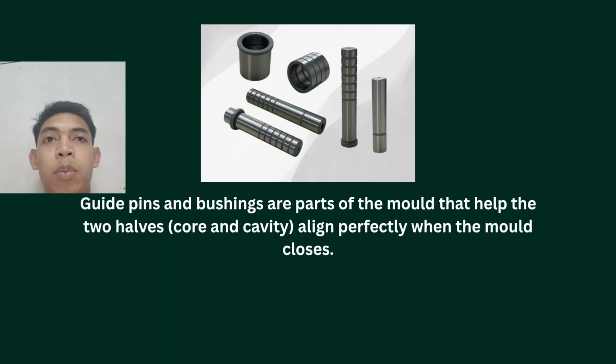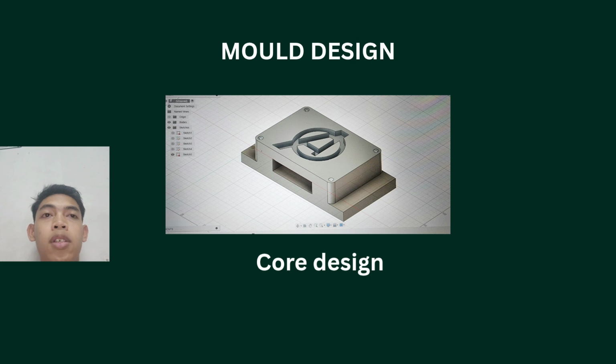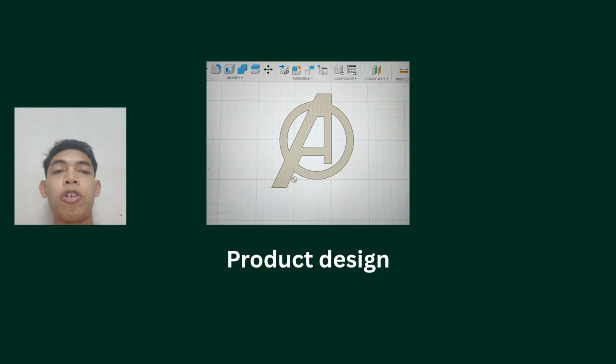Next are the guide pin and bushing, parts of the mold that help the core and cavity align perfectly when the mold is closed. The next is cooling. A cooling channel is a small passage inside the mold that lets cooling water or oil flow through to remove heat from the molten plastic. So this is my mold design. Here is the core design. The next is the cavity design. The next is the product that I designed in Autodesk Fusion.